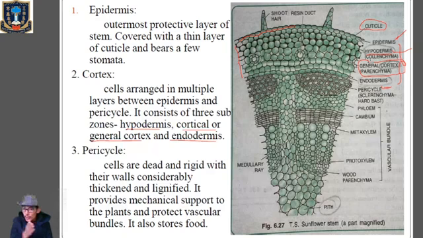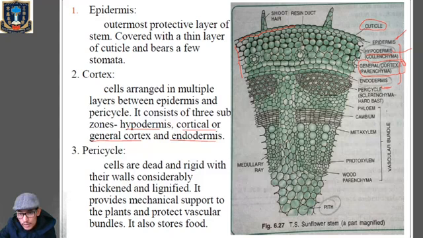Remember this: the hypodermis is made up of collenchyma cells, but the general cortex is made up of parenchyma cells. And when we look into the general cortex, you will see the presence of intercellular spaces.